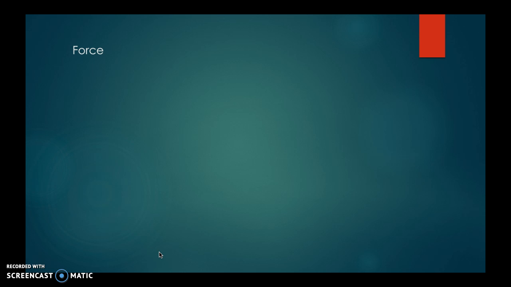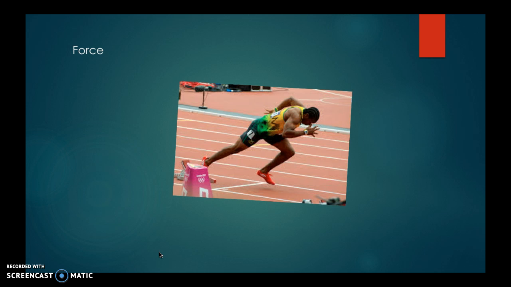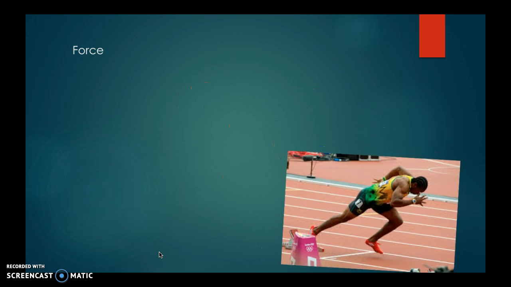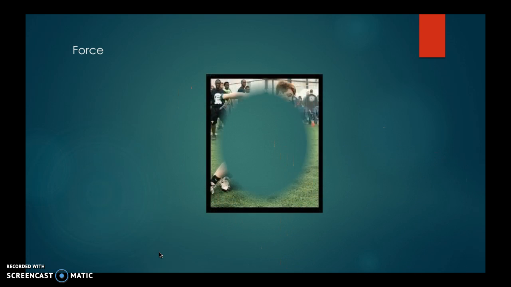throws the ball. Deceleration, on the other hand, is the opposite and is about how we use force to stop or slow down an object. For example, when a basketballer catches a ball, they apply force in order to slow it down.